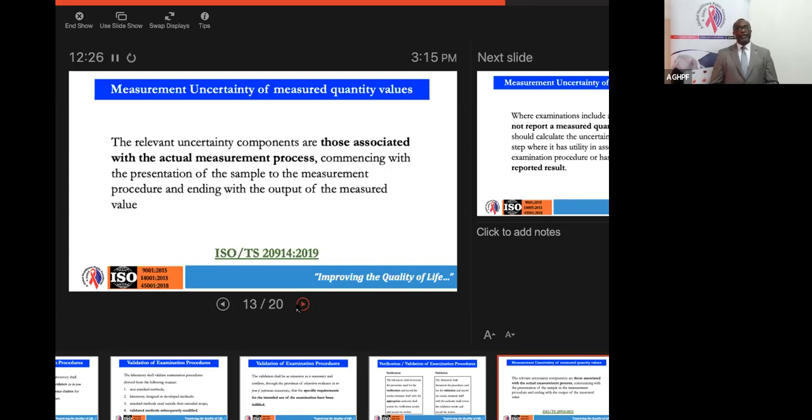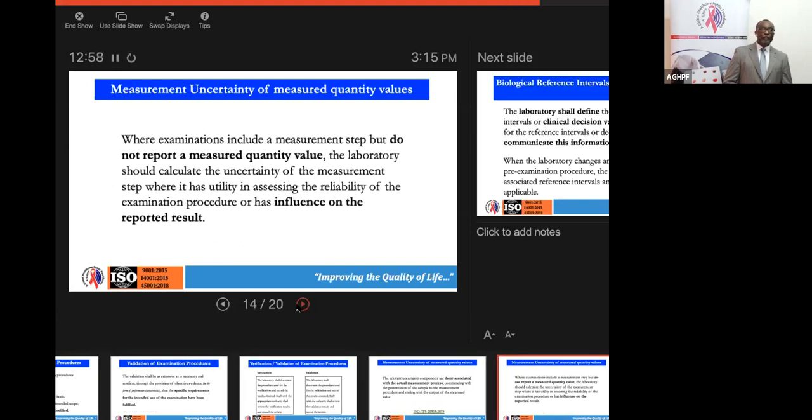So for those associated measurement processes, there needs to be an uncertainty calculated around them. And I put in the ISO 20914 there. That's a whole standard that deals with measurement uncertainty. Again, this is to ensure that in spite of the fact that the COVID-19 test is a qualitative test, it's going to say you're negative or positive, there are measurement processes within it which need to be looked into. So again, it says where the examinations include a measurement step, but do not report a measured quantitative value, and that's a clear case with COVID-19.